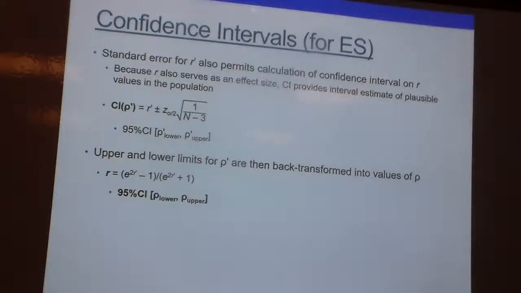So again, we went through Fisher R to Z to get from our R value to our standardized R, our R prime. What we're going to do is then calculate our confidence interval around R prime or rho prime, and then we just need to take it back into the metric that we actually wanted using the formula right here. Okay.